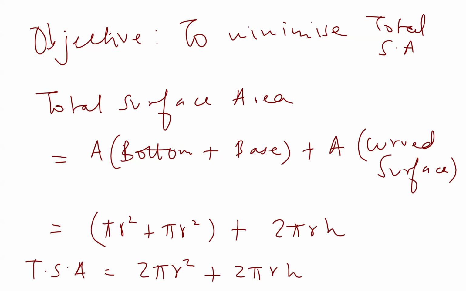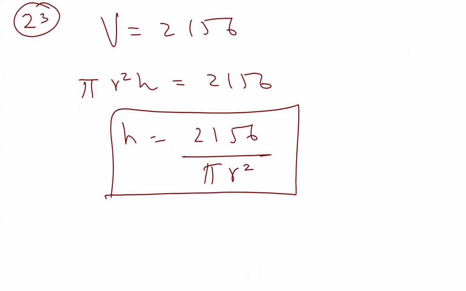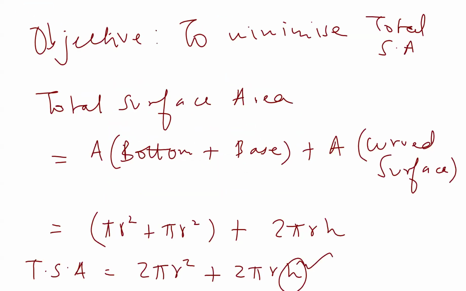Okay, so we'll find out the value of h now. R square and r we are not going to disturb. Square terms you don't disturb; simple terms you take. So h is the simple term. Let's go back to the previous slide. So h is equal to 2156 upon pi r square. This is the value of h. So this we are going to substitute where? Over here. Are you understanding?